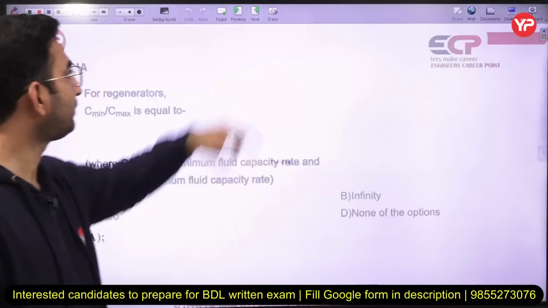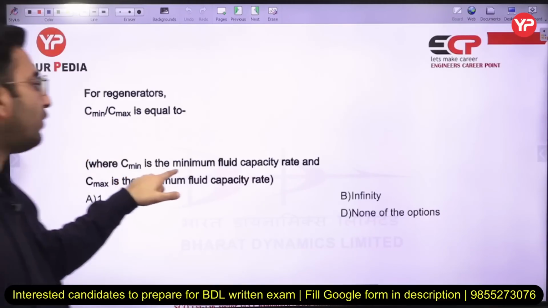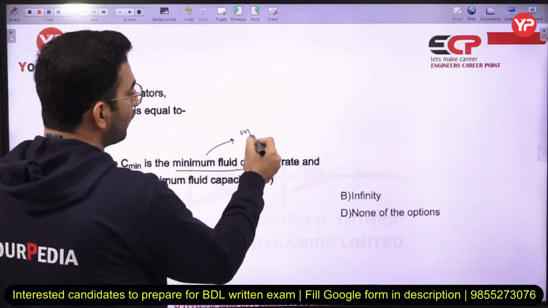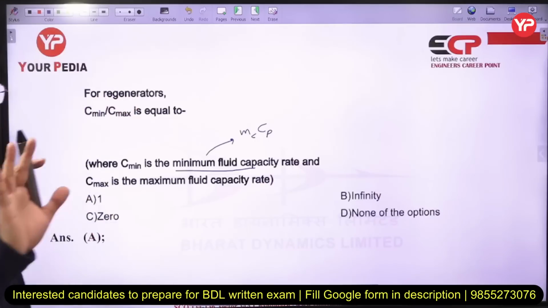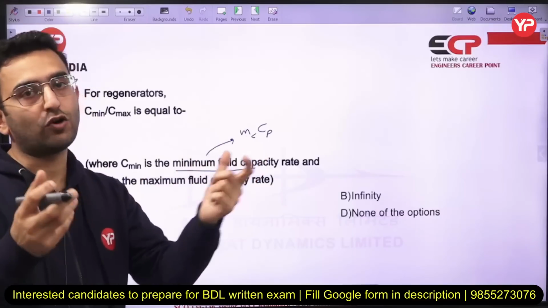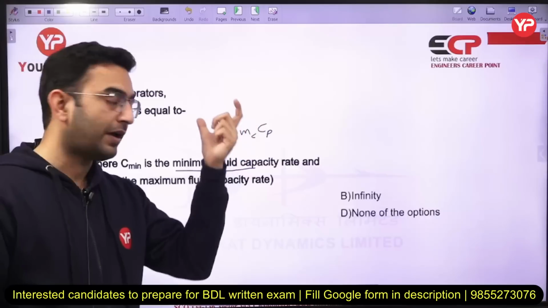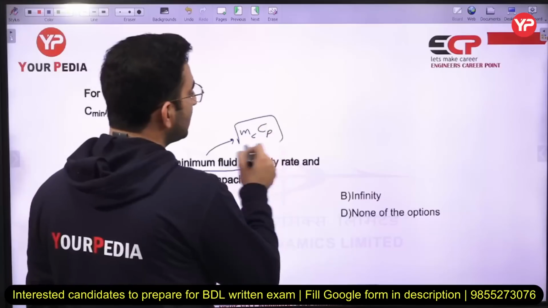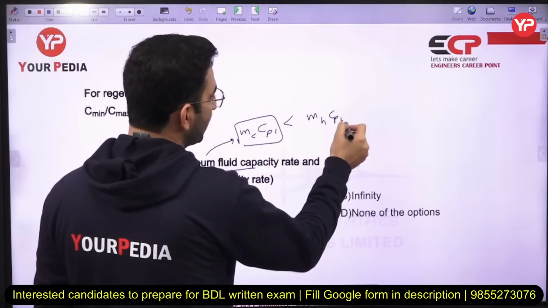Next part. For regenerators, C minimum by C max is equal to what, where C minimum is the minimum fluid capacity. Minimum fluid capacity means the product of the mass flow rate of the cold fluid multiplied by the specific heat of the cold fluid. I am not sure whether the cold fluid or the hot fluid has the low value of heat capacity. If I assume that the cold fluid has the low value of heat capacity, in that case mc Cpc is going to be less than mh Cph. That you have to remember.